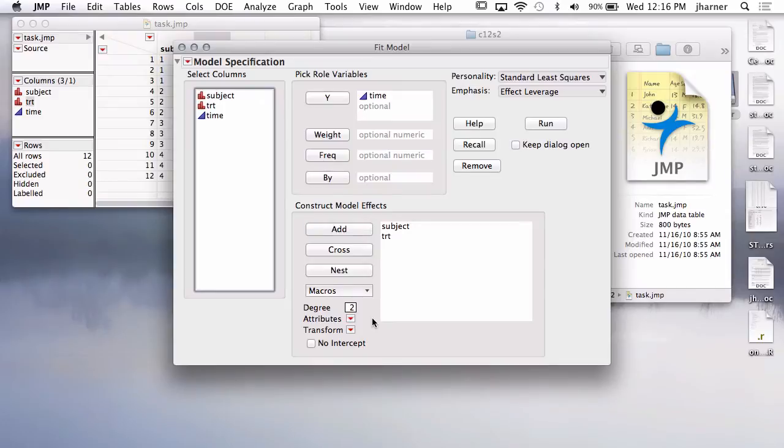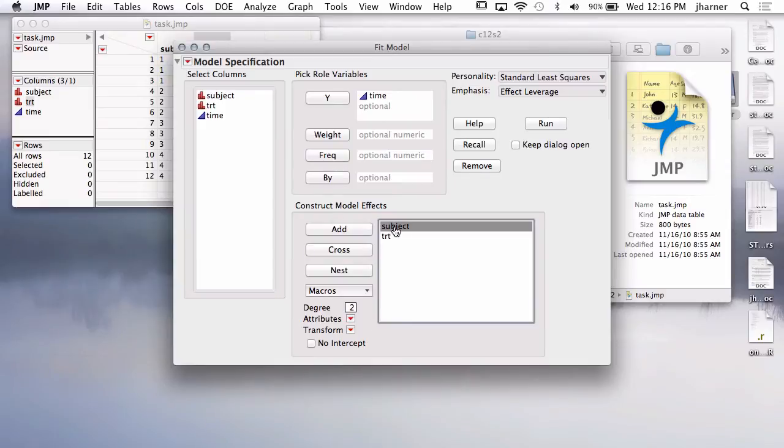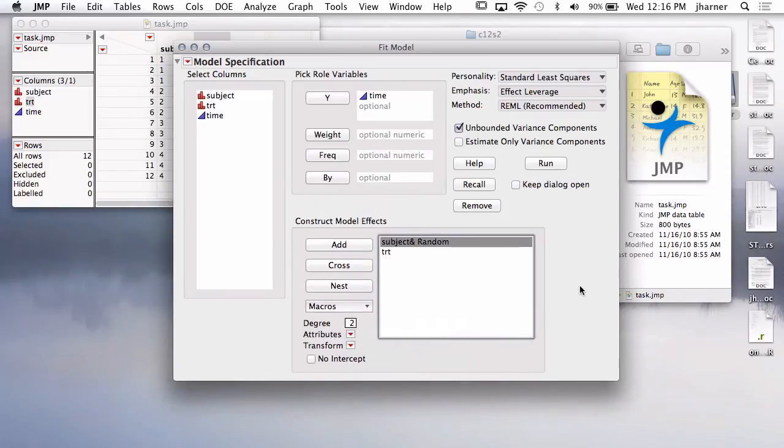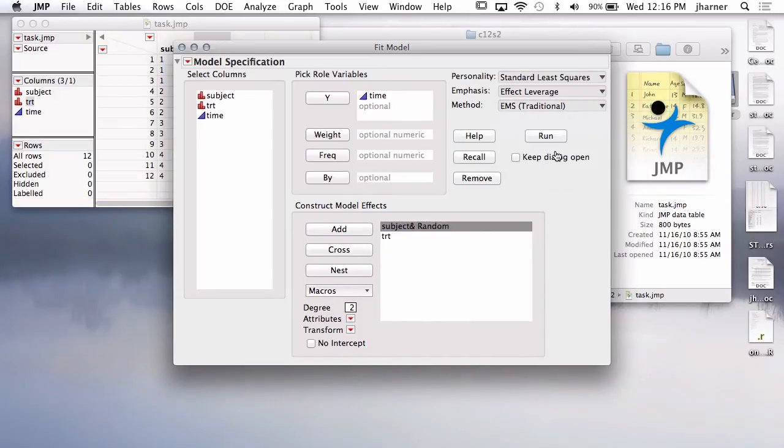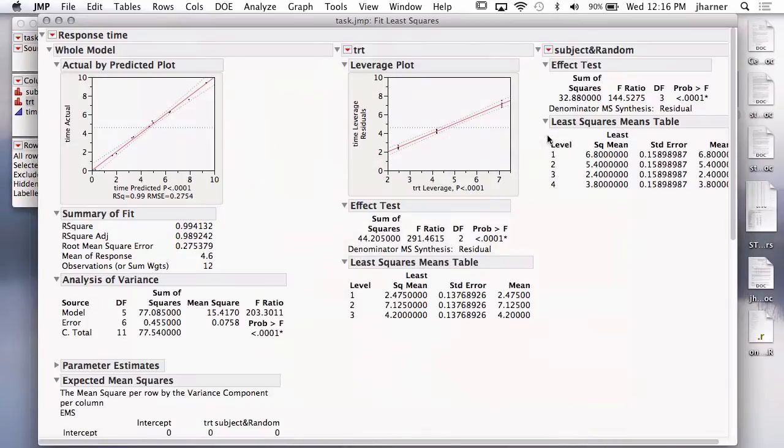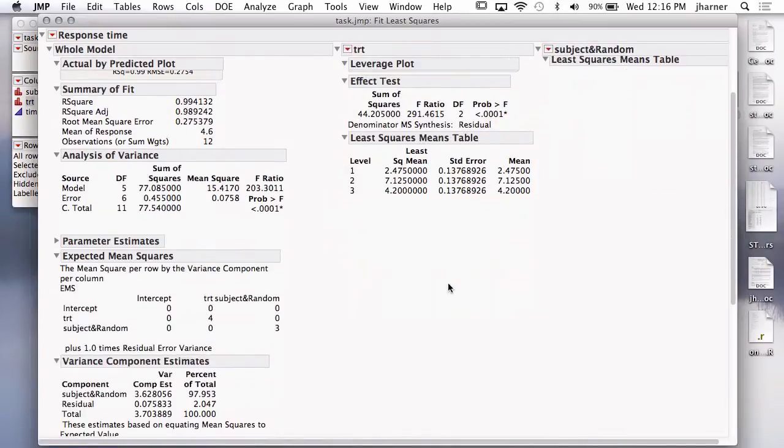But what I'd like to do is one more thing. I would like to say, well, subject is a random effect, right? So I'm going to go down and see where it says attributes so I can make it a random effect. So in JMP, I say the subject is a random effect in treatment, and now, again, the method of estimating the variance components, I can do either of these. I'm going to go ahead and do the traditional, which is the way the book does things. And I'm going to run this.